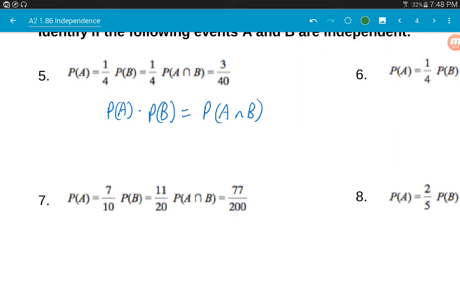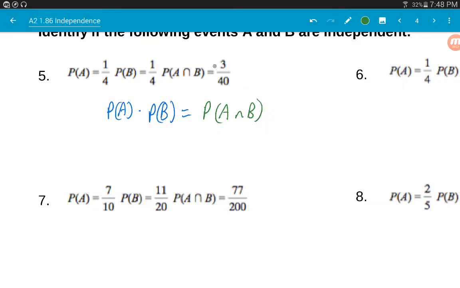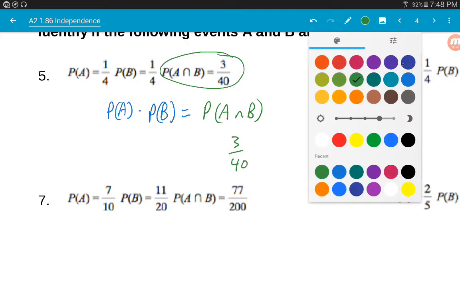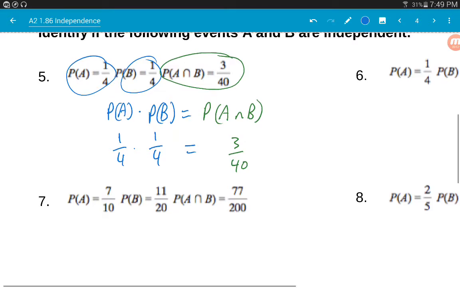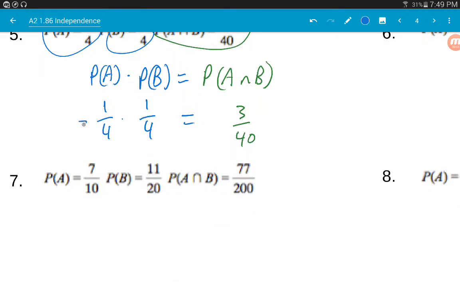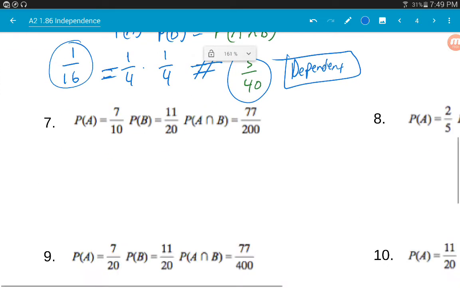So let's see. I'm going to change this to a different color. There we go. Okay, so this is the probability of A intersect B. That's 3 out of 40. The probability of A and the probability of B are both 1/4. So 1/4 times 1/4 is equal to 3 over 40. 1/4 times 1/4 is actually 1/16. So is 1/16 equal to 3/40? And the answer is no, these are not equal. So these are therefore dependent. If they're not equal, it means it is dependent.